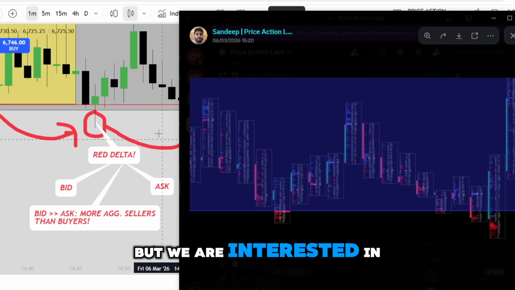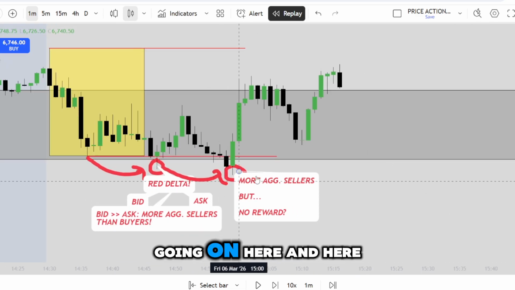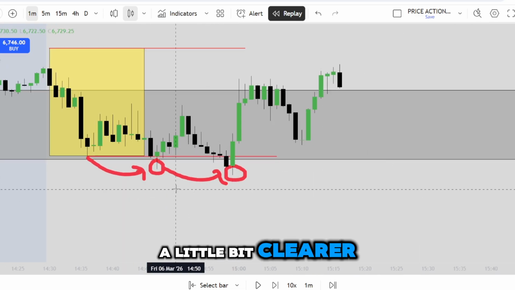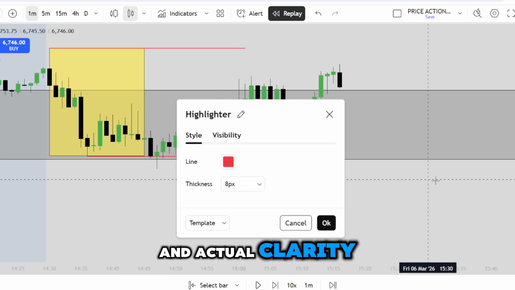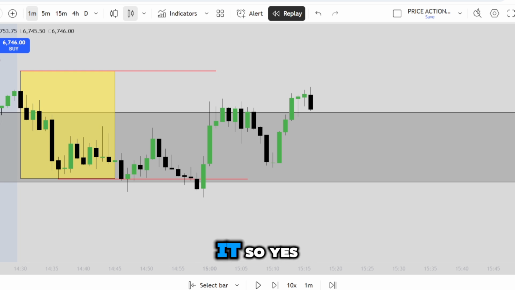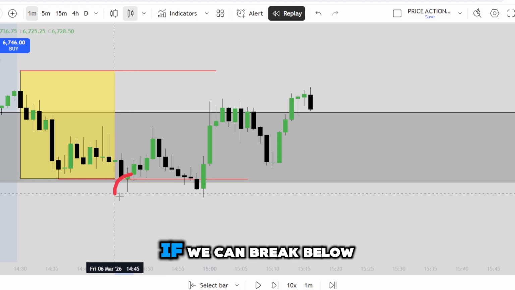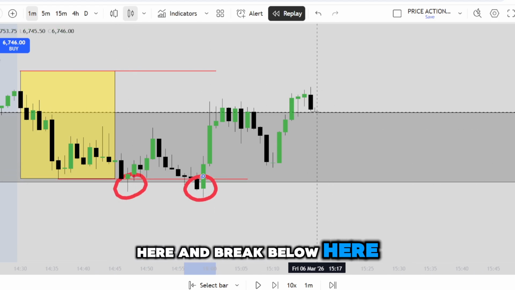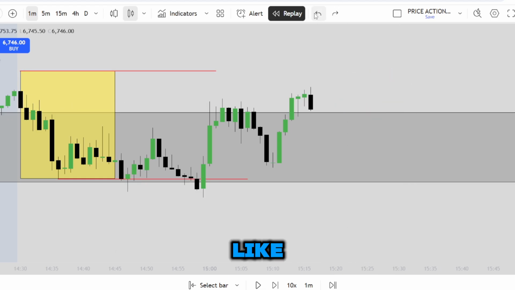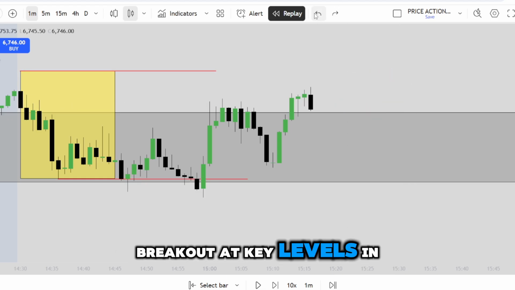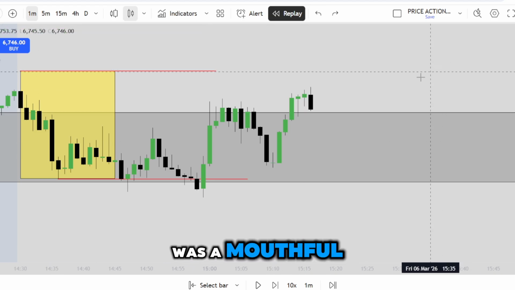But we are interested in the bottom of the zone because this is where the rejection actually happened. Look at what was going on here and here. This is how you trade the ORB with a lot of efficiency and clarity. Yes, we broke below, but we also want to use this in conjunction with our levels. If we break below here and here, how does the market react when we break and retest? This is what the break and retest model looks like. We want to use the opening range breakout at key levels in conjunction with break and retest and order flow. That was a mouthful, so let me break that down.